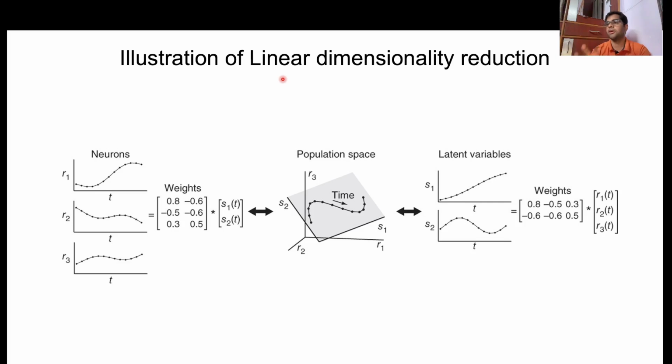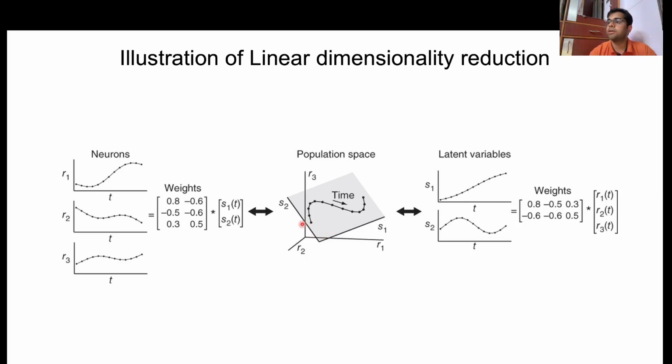So this is basically a kind of linear dimensional reduction. Just by using some weights, you can get back the neural data. So we are interested in these latent variables. Usually when you record neurons, let's say R1, R2, R3 are the three axes as shown here, okay? R1, R2 and R3. And you plot at each time point how each neuron is responding, which results in one point in the three-dimensional plane, in the three-dimensional coordinate system, okay?